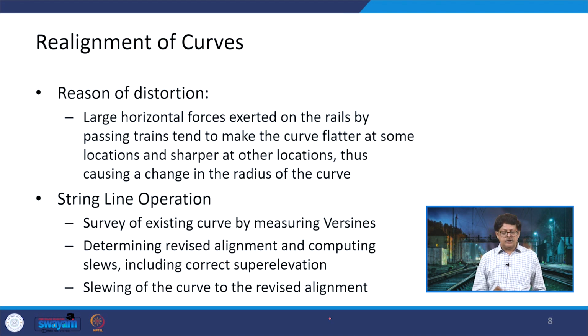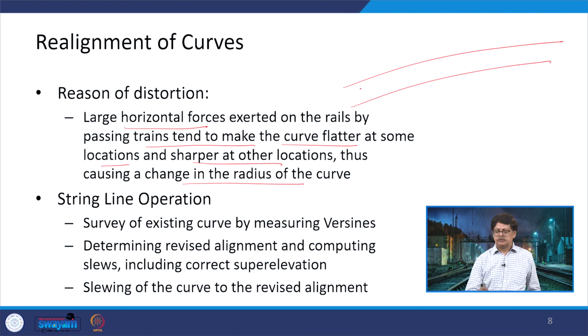Another thing can be the large horizontal force which is exerted on the rails by passing trains tends to make the curve flatter at some locations and sharper at the other locations, thus causing a change in the radius of the curve. So, because of these horizontal forces, at some locations they are more prominent and the speed is increased at that particular location, because throughout the track the train is not moving with the constant speed of V. Sometimes it is V1 in this section, it can be V2 in another section or V3 in the third section. It all depends on the track conditions, local conditions which are there.